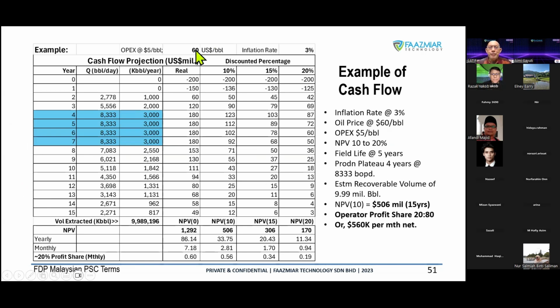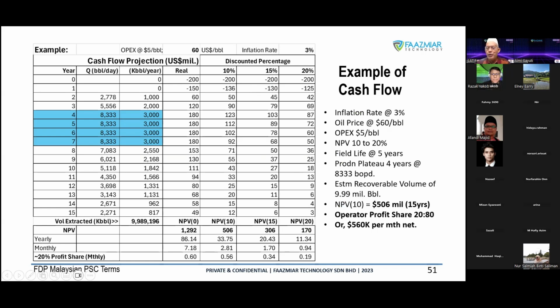You put a number here, $50, and your OPEX is, for example, $5. Inflation rate 3%. So you're going to consider for a year after 15 years, for example. Then how much production we have, 9 million, about 10 million barrel. Your NPV 0, 10, 15 will be evaluated. And then you see the result. So the profit, based on the profit margin monthly, how much you're going to have per month. So this is more or less some example of cash flow. You have to use what is your inflation rate, what is the oil price, what is the barrel. So you can see all these numbers are adjustable.